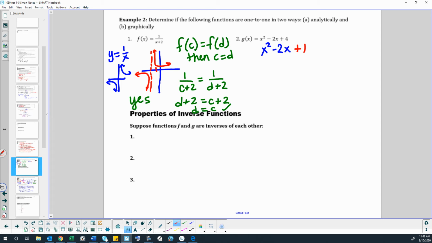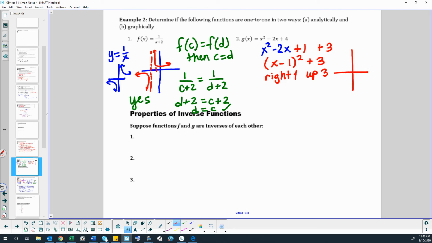But what is the actual number that's there? The actual number in our problem is a 4. So if we only have a 1, we're missing 3. So I'm just going to write that 3 separately. Now this will factor into x minus 1 squared, and now we have that in a vertex form that's easier to graph. What will the transformations be for this? Yeah, perfect. Right 1, up 3.